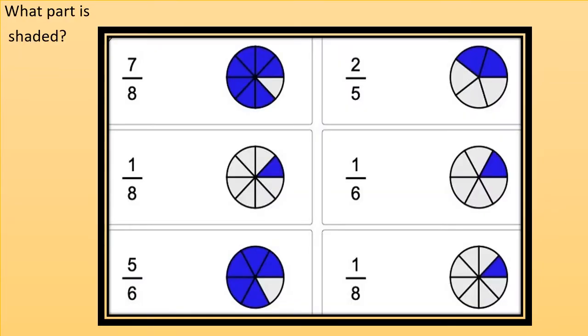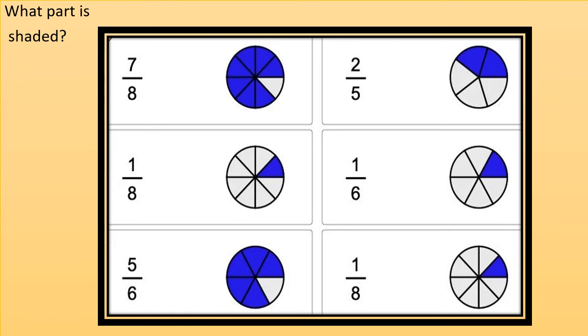Now what part of the circle is shaded? So you can see in the first circle, out of 8 parts, 7 parts are shaded. So we'll write it as 7 by 8. Now second, out of 5 parts, 2 are shaded. So we will write it as 2 by 5.